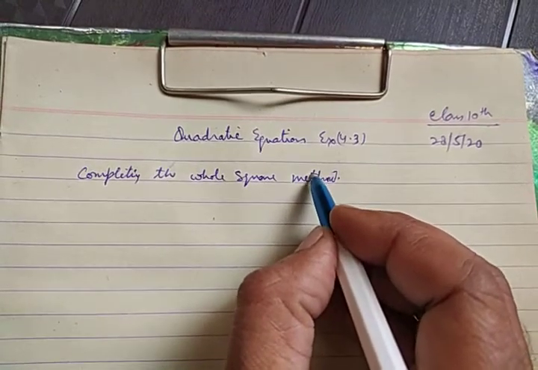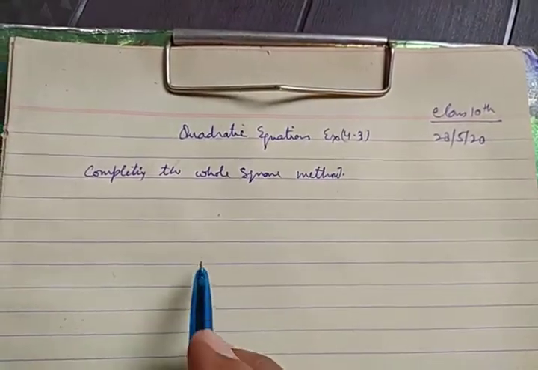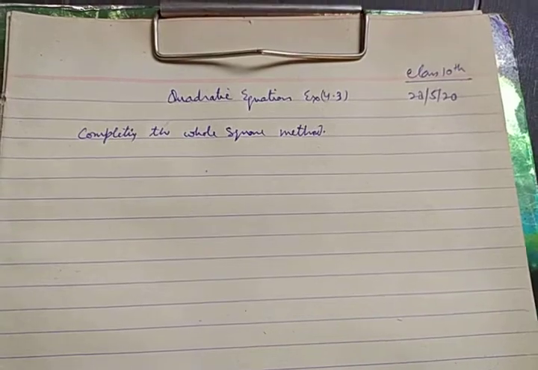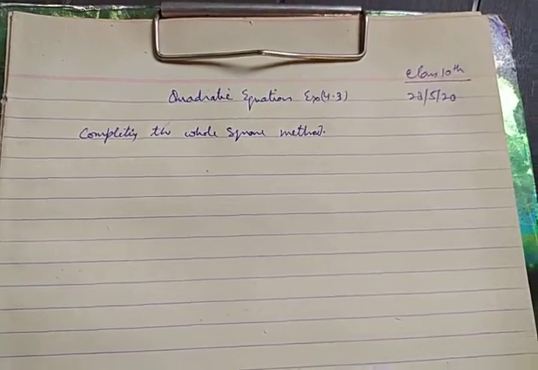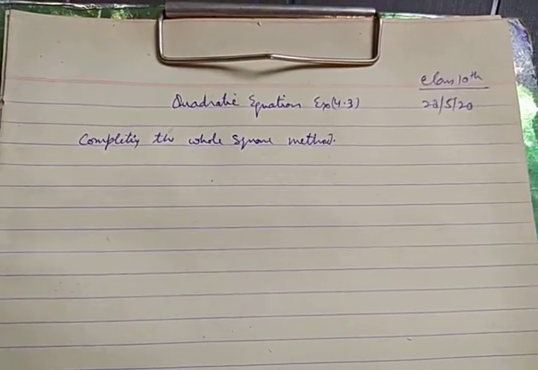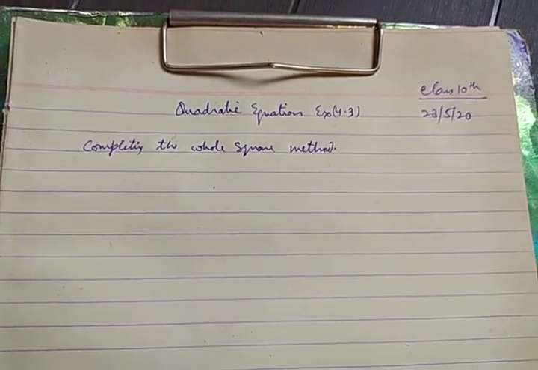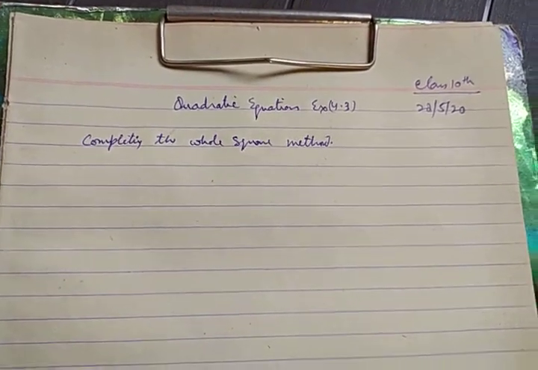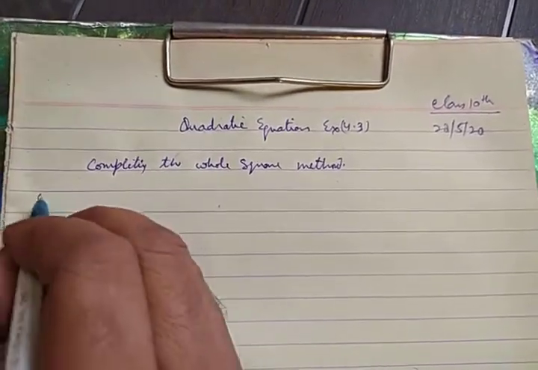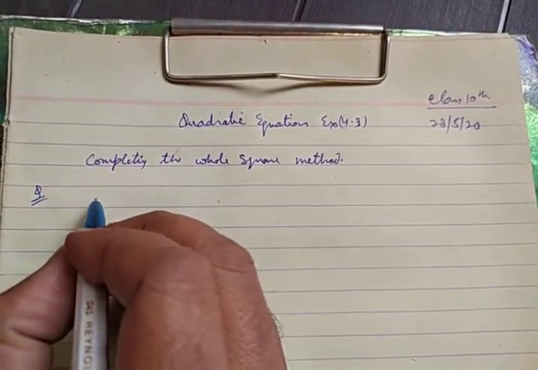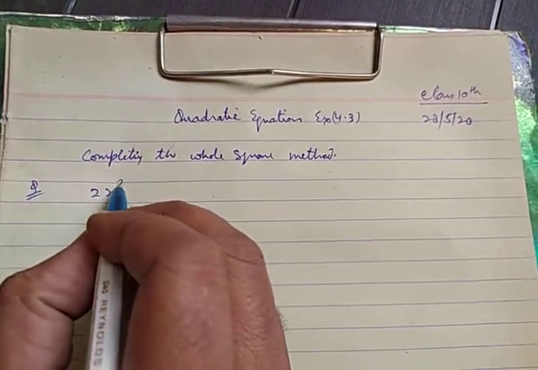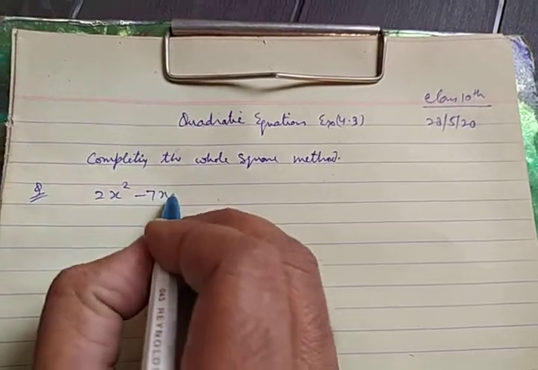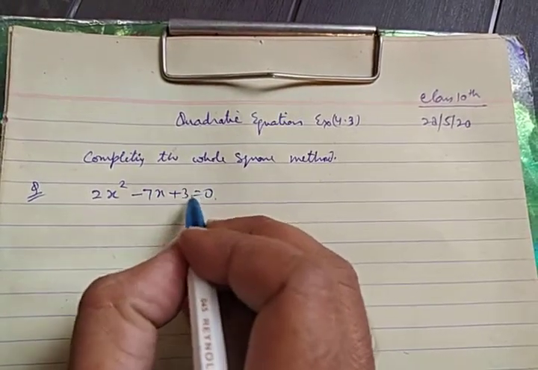In the last turn I have explained the middle term split method. Now I will explain the completing whole square method. Then let us take a question for understanding the concept. I am taking a question 2x square minus 7x plus 3 is equal to 0.